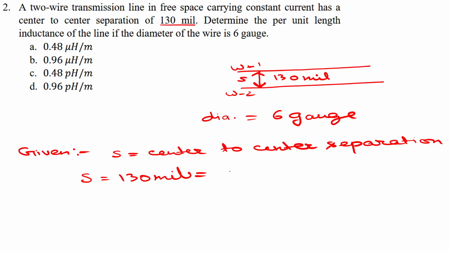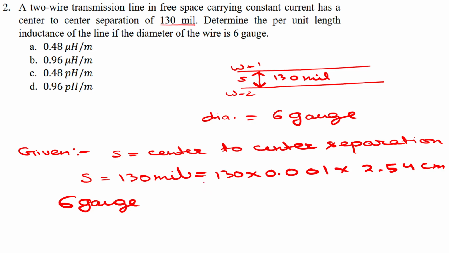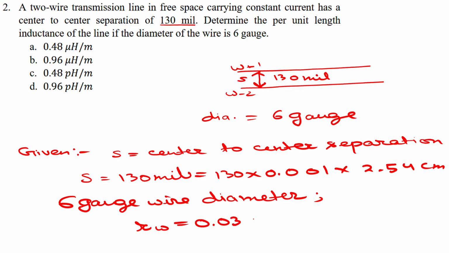So if you convert mils into centimeter, we have to multiply this 130, first into 0.001 for inches and then 2.54, then this will be in centimeters. And the diameter of the wire, both wires, is 6 gauge. This also we should write in centimeter. This is the wire diameter. We denote it as Rw, the radius of the wire. It will be in centimeters, so 0.03 centimeters. So this is the radius of the wire.